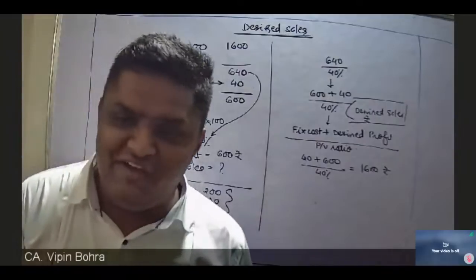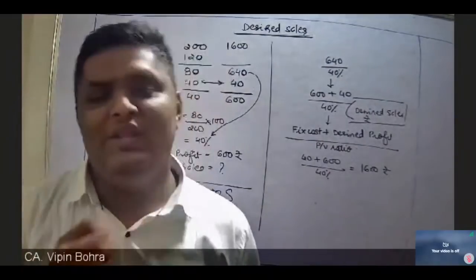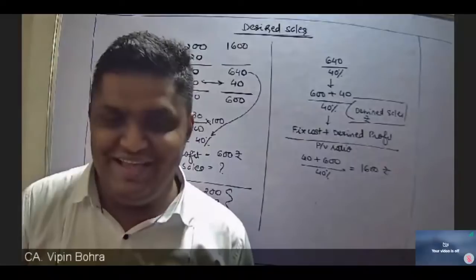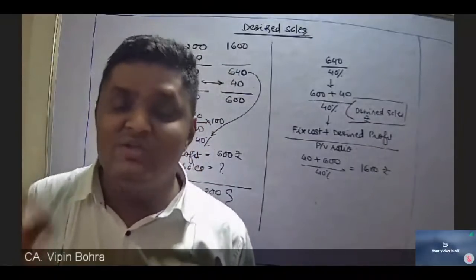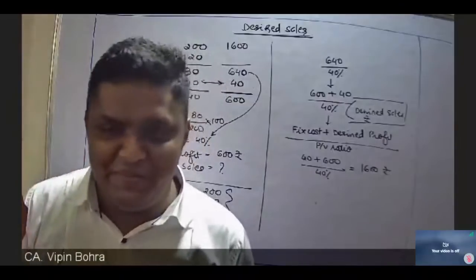Mansha, fixed cost is absorbed on the basis of normal capacity. I'll be discussing this part in the next session of budgetary control also. So fixed cost is absorbed on the basis of normal capacity.